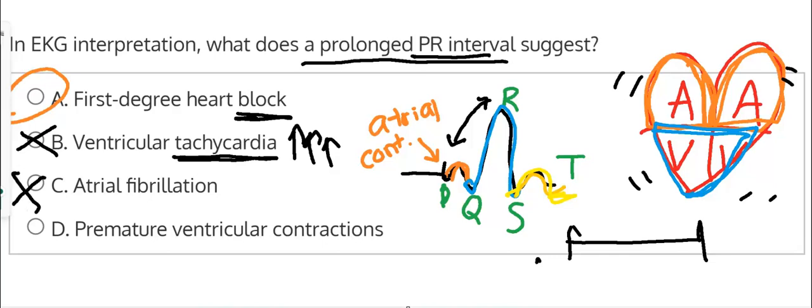And then lastly, option D says premature ventricular contractions. If it's premature, it's early, and it's contracting early. But we're talking about a prolonged PR interval, so it's not contracting early, it's slower. So we would eliminate option D, because option A, the first-degree heart block, would be a better choice for this question.